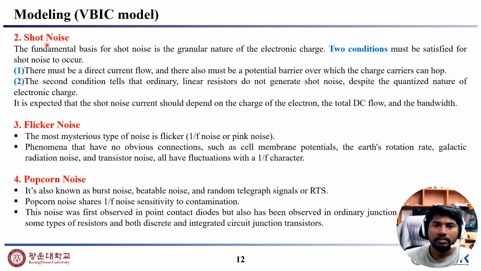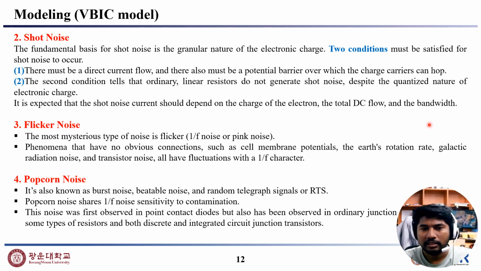Then second is shot noise. And what is shot noise? The fundamental basis for shot noise is the granular nature of the electronic charge. Two conditions must be satisfied for shot noise to occur. First one is there must be a direct current flow, and there also must be a potential barrier over which the charge carrier can leap. And the second one is linear resistors do not generate shot noise despite the quantized nature of the electronic charge.